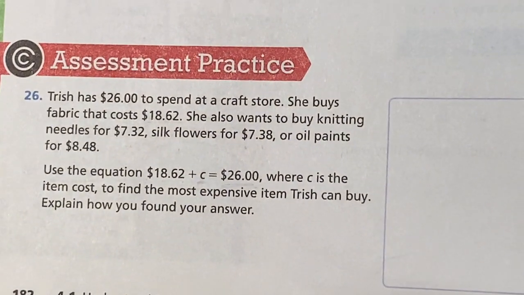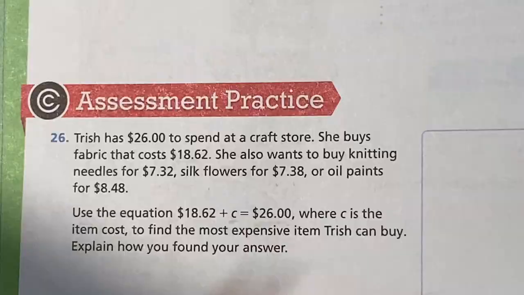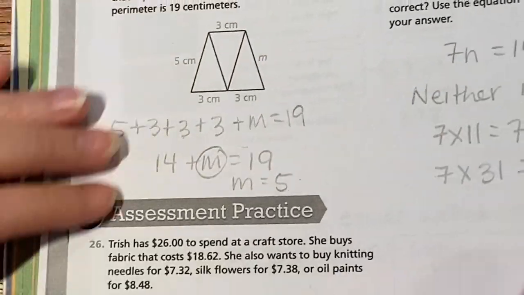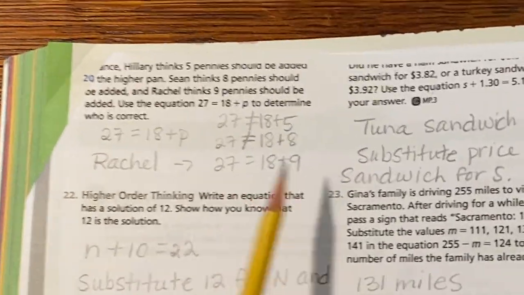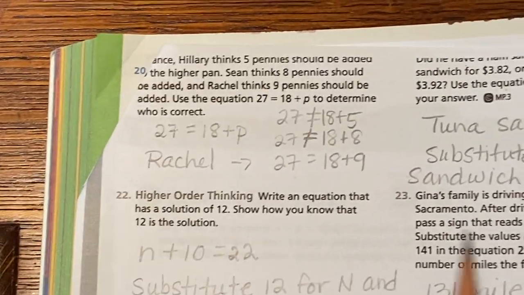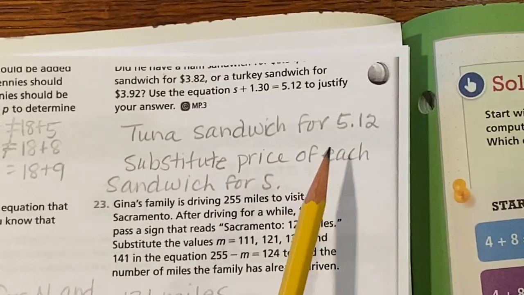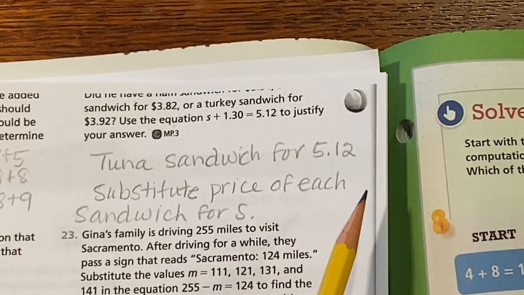All right, let's take a look. So, Rachel was correct. 27 equals 18 plus 9. All right, and the tuna sandwich for $5.12.